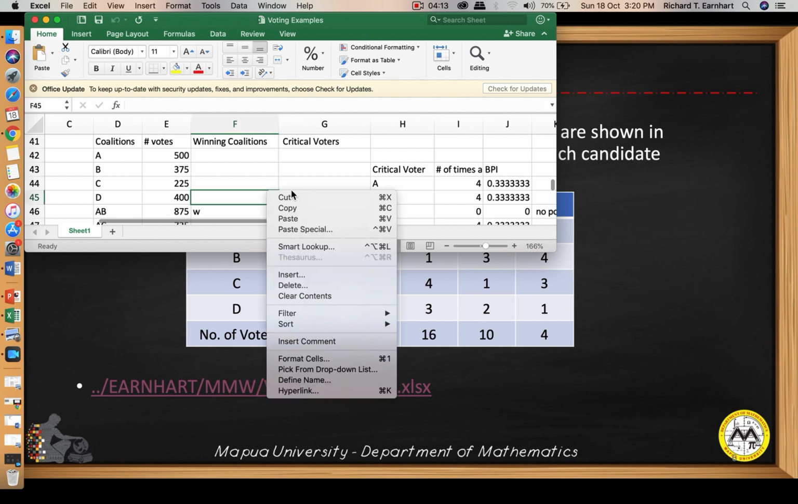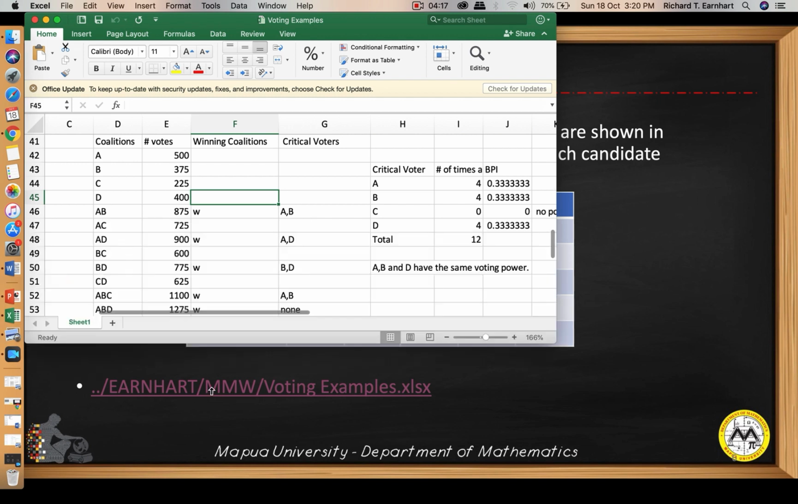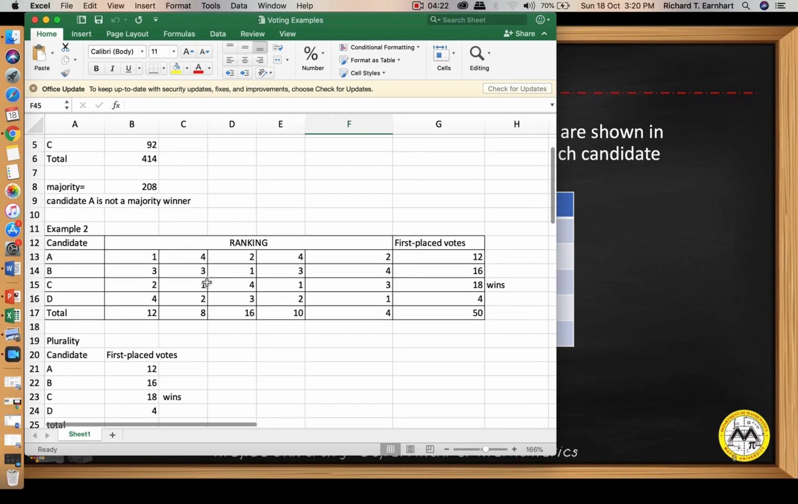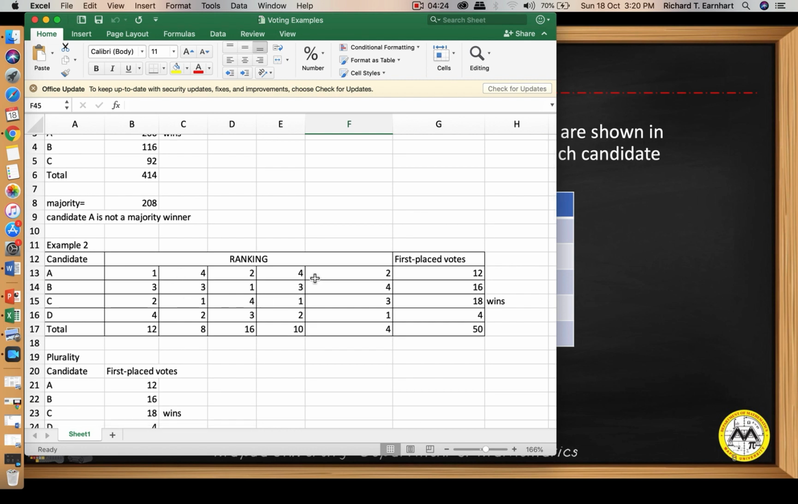Okay, so and then we get the total for the first place votes. So here we have 12 votes. Under this ranking, candidate C is first place, and there are 8 votes here.